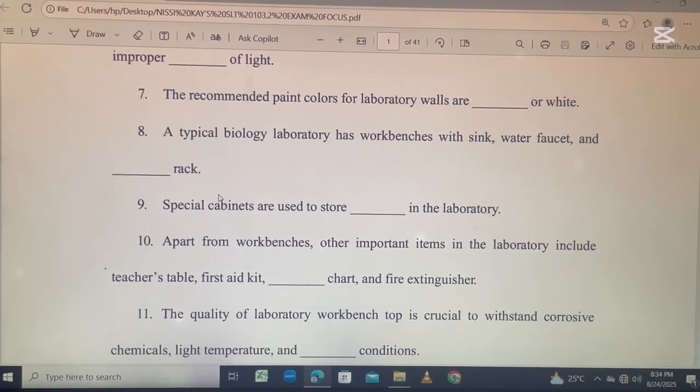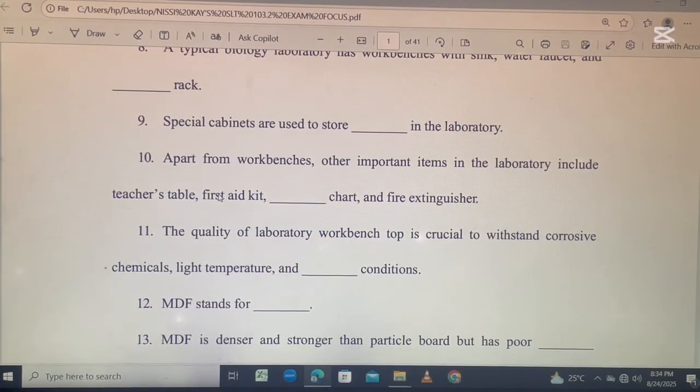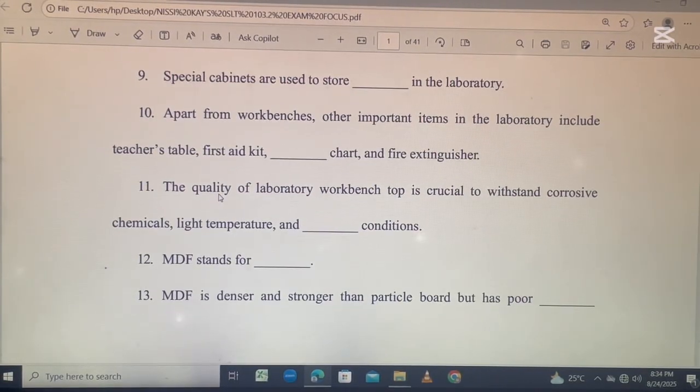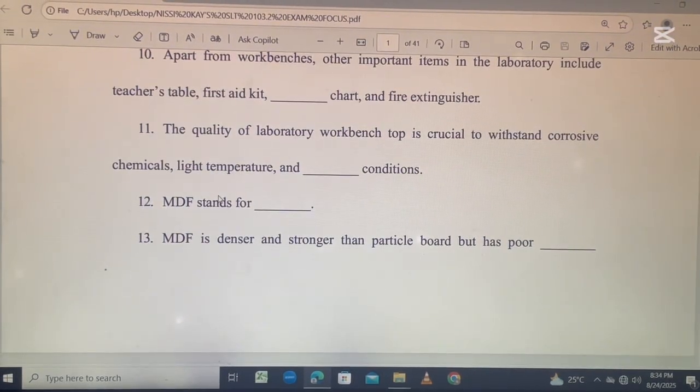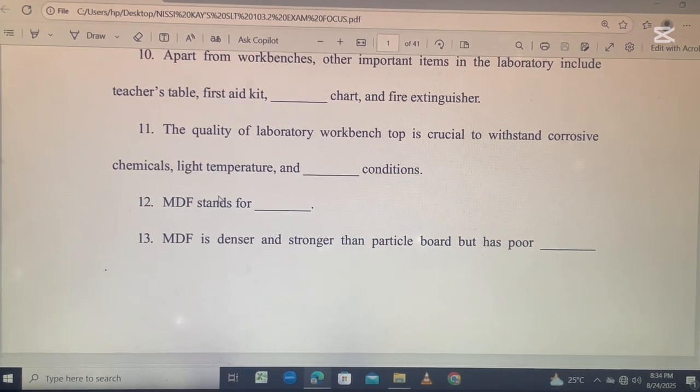Now, special cabinets are used to store dash in the laboratory. They are used to store chemicals in the laboratory. Apart from workbenches, other important items in the laboratory include teacher's table, first aid kits, dash. That dash is called safety charts and fire extinguishers. The safety chart shows safety symbols and how to avoid those forms of danger signs, and also maintaining and facilitating safety in the laboratory.